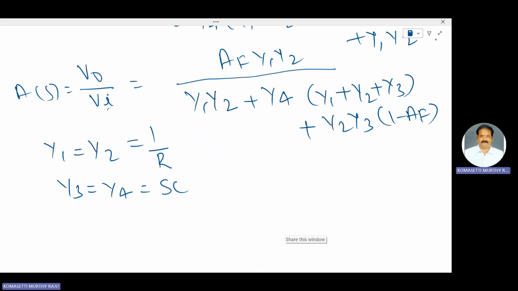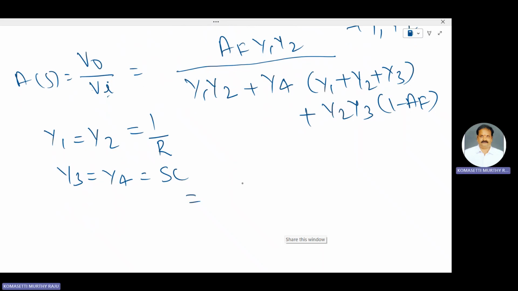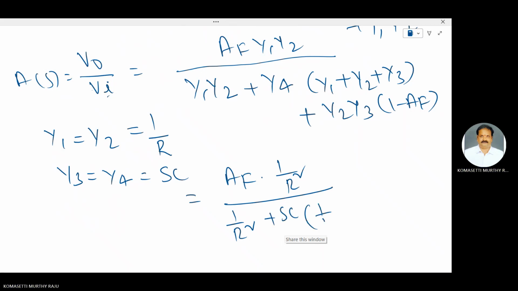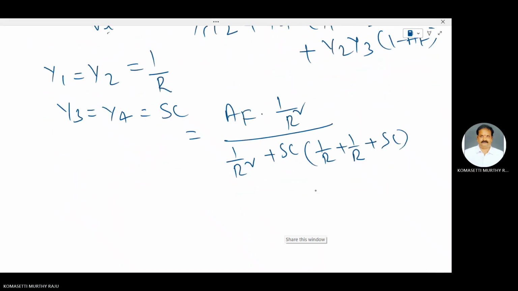Substitute these elements in the above expression. AF into y1 y2, 1 by R into 1 by R, 1 by R square, plus SC, y4 is SC, y1 is 1 by R, y2 is 1 by R, y3 is SC, y2 y3, plus SC by R into (1 minus AF).